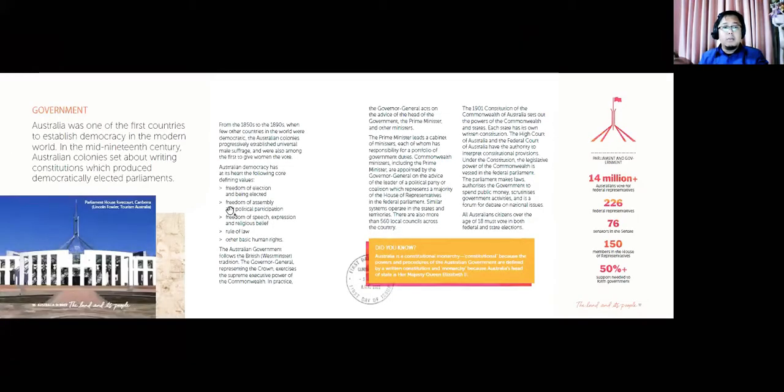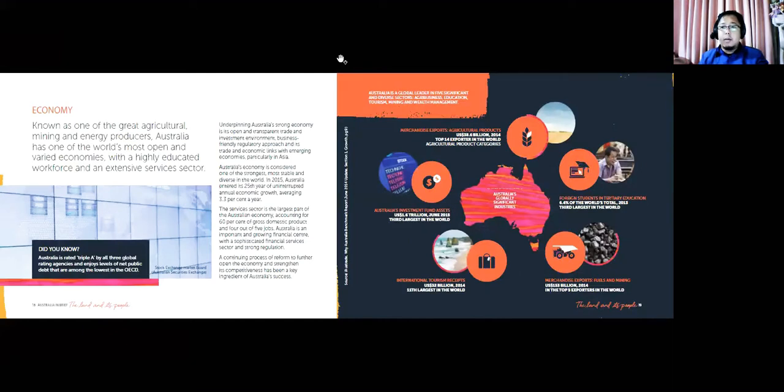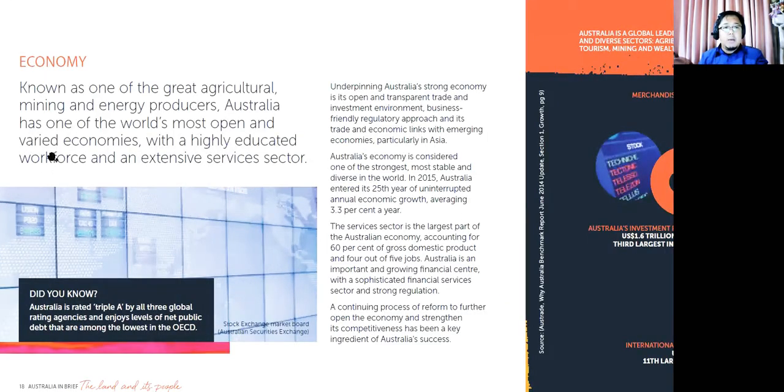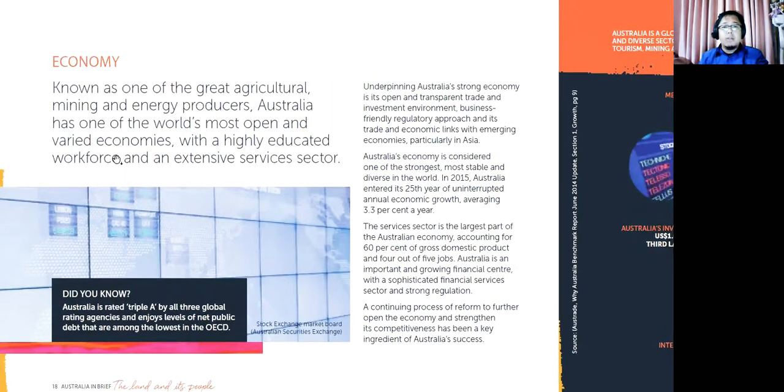Now, we would like to come to the next point about the economy of Australia. What is interesting about the economy of Australia? Known as one of the great agricultural, mining, and energy producers, Australia has one of the world's most open and varied economies with a highly educated workforce and extensive services sector.